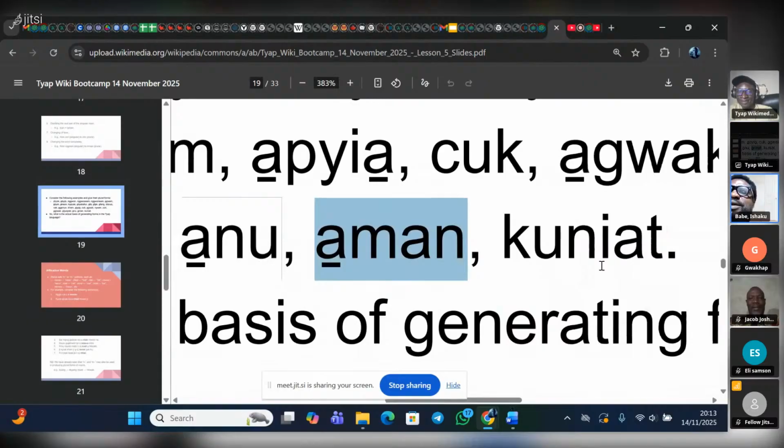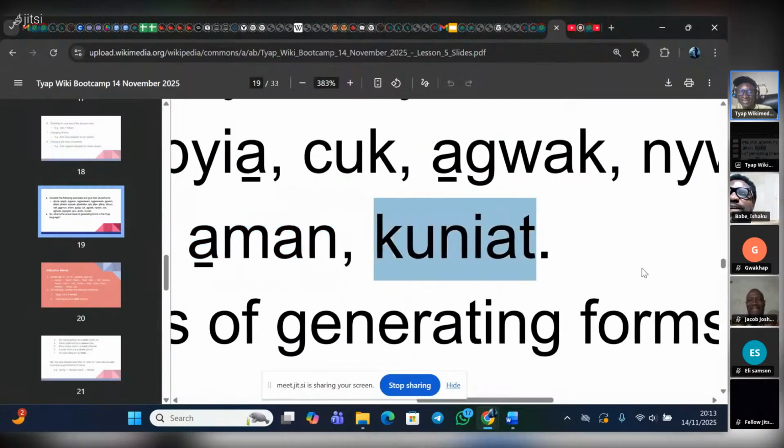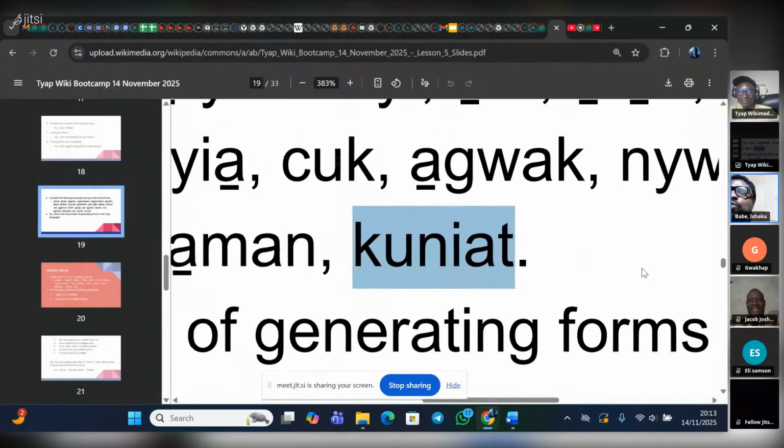Aman, Aman, okay. Amanka, okay. Then plural. Come on now. Akamana. Then the very last one. Kunyat, okay, the definite article. Kunyatu. Then the plural form.